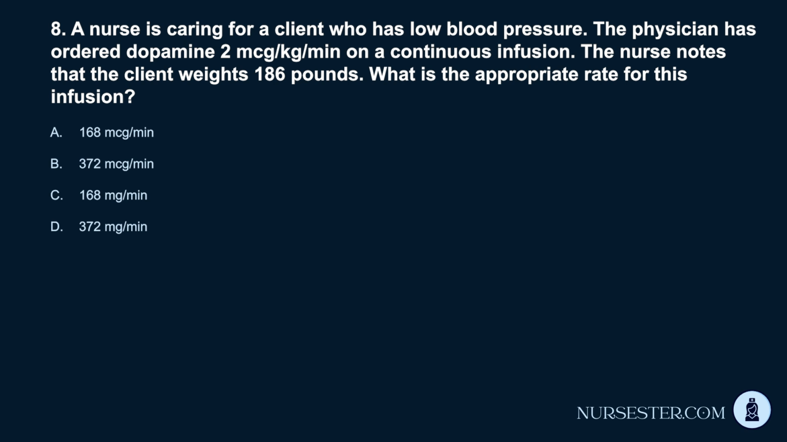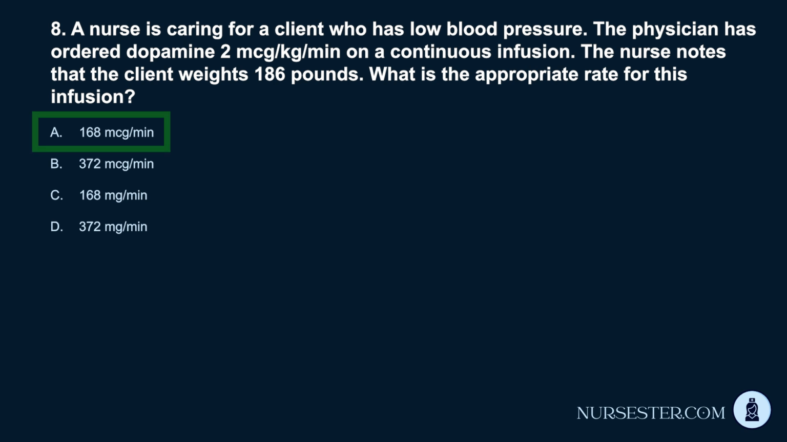The physician has ordered dopamine 2 micrograms per kilogram per minute on a continuous infusion. The nurse notes that the client weighs 186 pounds. What is the appropriate rate for this infusion? A. 168 micrograms per minute. B. 372 micrograms per minute. C. 168 milligrams per minute. D. 372 milligrams per minute.